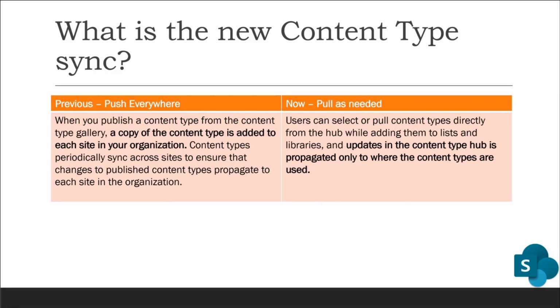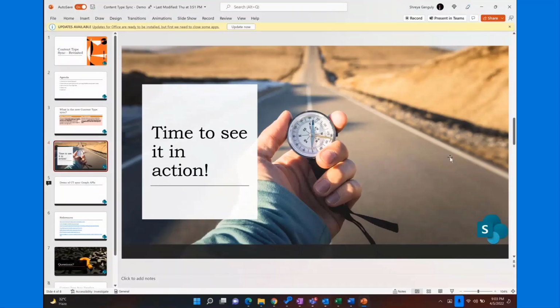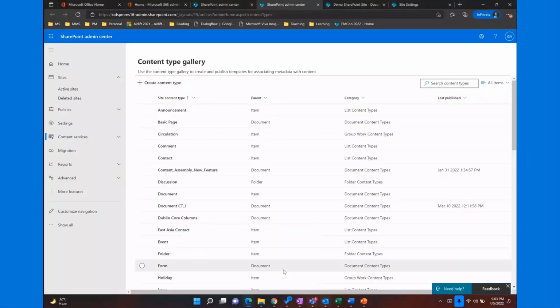Only when the user applies that content type to that particular site will we pull that content type to the site and make it available. That way, the problem of scale and availability is gone and content types are rightly available whenever you want to use it in your particular site. With all this knowledge so far, I'll just show you how that works in action from the SharePoint Admin Center.